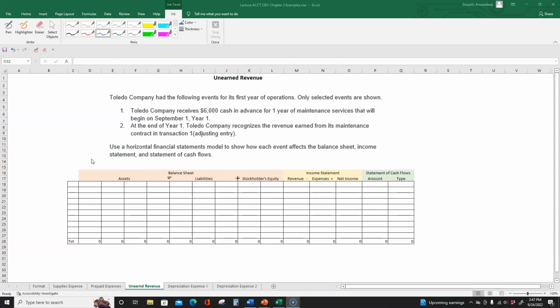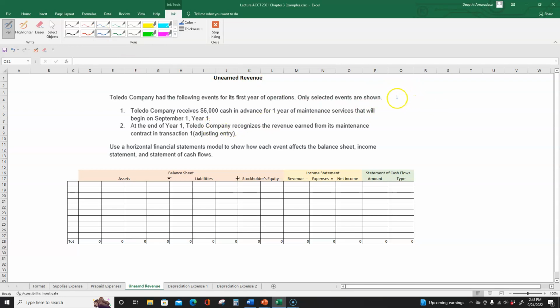They want you to use a horizontal financial statements model to show how each event affects the balance sheet, income statement, and the statement of cash flows. Before we go and show how the transactions affect the financial statements, let's do a timeline and calculate the adjusting entry.